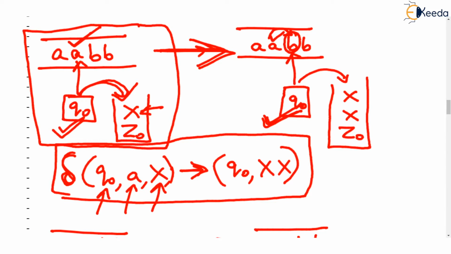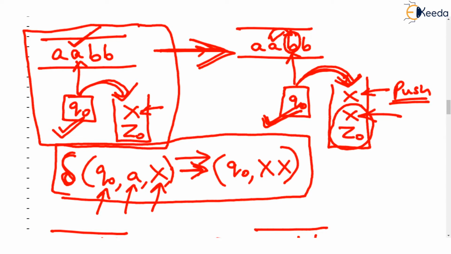But there is something interesting happening in the stack. Notice this was the topmost symbol, isn't it? We had X and Z0 on the stack, but on top of it, there is X pushed. This is a push operation where X has been pushed on top of X. So how do you write this? This results in, you write, machine is still in Q0 state and top of the stack was X, and now there is a new symbol X, which is pushed on top of that X.